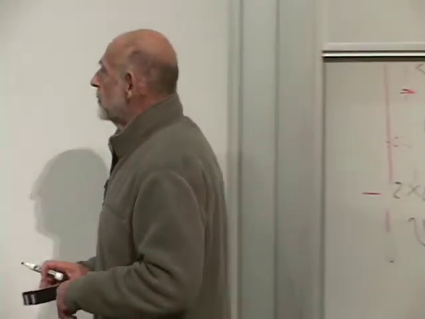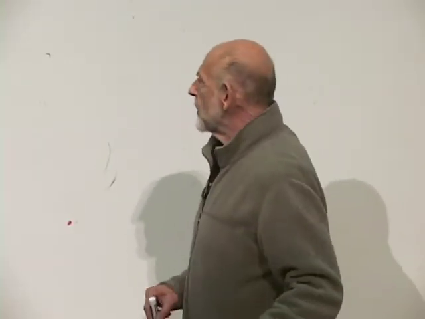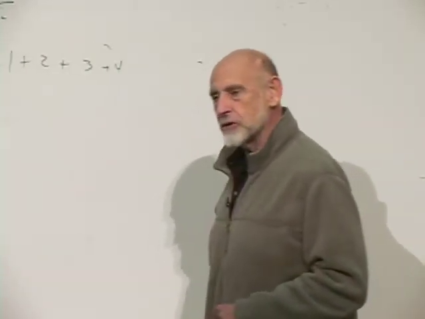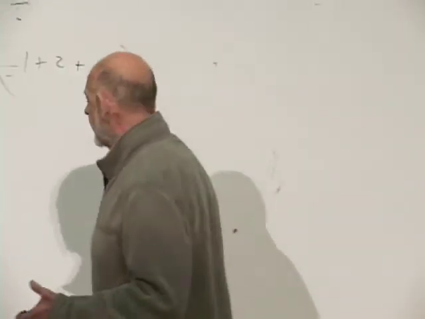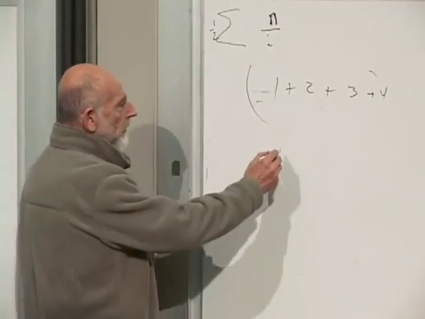Okay, so 1 plus 2 plus 3 plus 4, this is not something we're going to easily add up, is it? So let's do something to it and then take a limit. Let's do something to it so that it makes sense and then take a limit. Let's multiply each one of these.